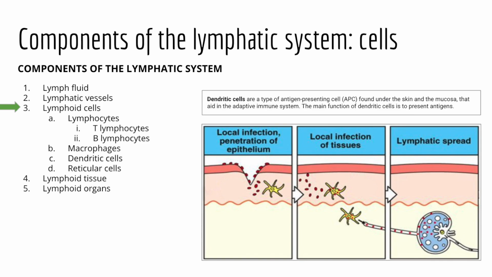the blood. Our third cell type of the lymphatic system is the dendritic cell. We've seen dendritic cells once before when we were looking at chapter 5 of the integumentary system back in the first term of anatomy and physiology.